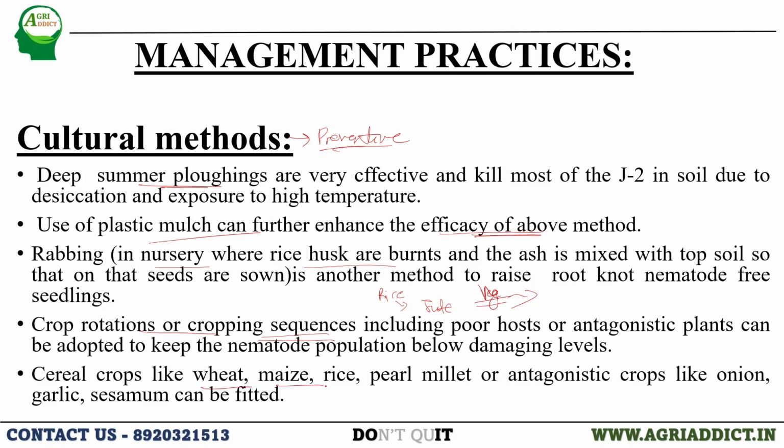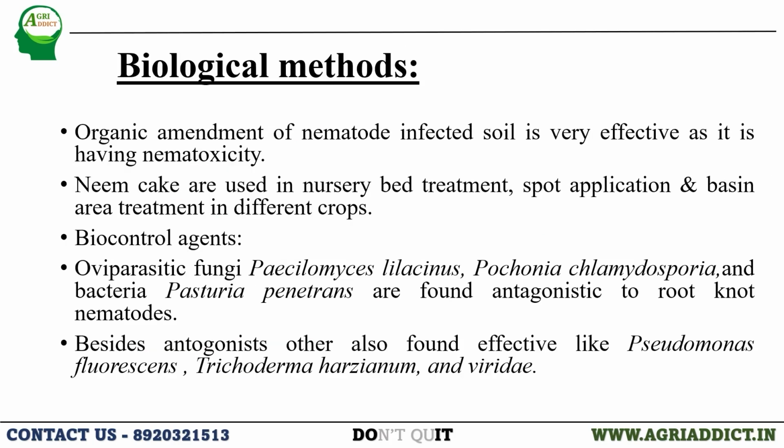Cereal crops like wheat, maize, rice, pearl millet, or antagonistic crops like onion, garlic, and sesame can be fitted in the planting system, as they are poor hosts of the root knot nematode. Antagonistic crops, you know, marigold, onion, garlic, sesame, secrete some chemicals which are toxic to root knot nematode. So the incidence of the root knot nematodes can be reduced by planting these types of crops in the field ecosystem.